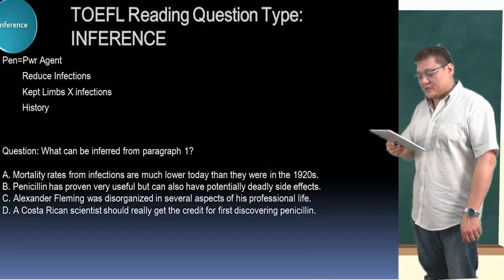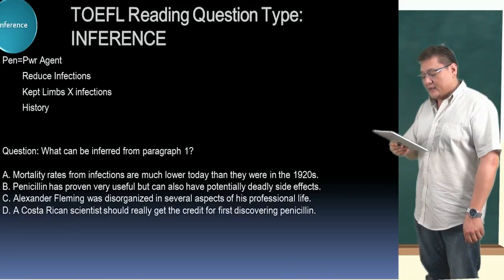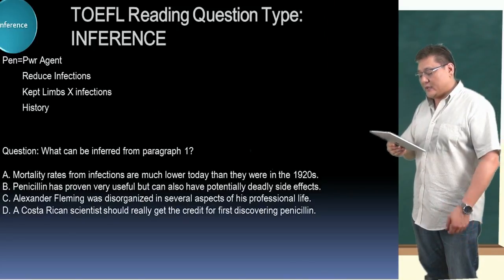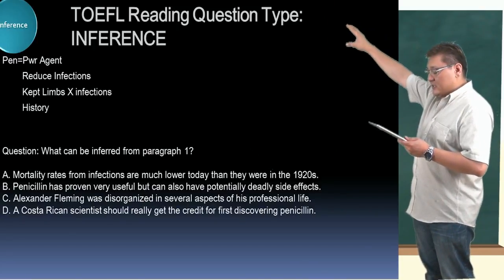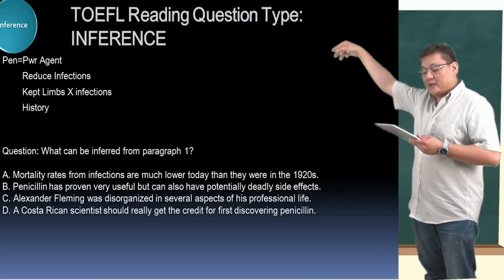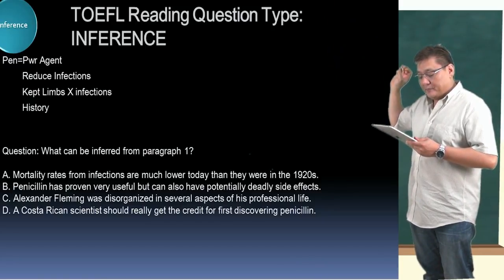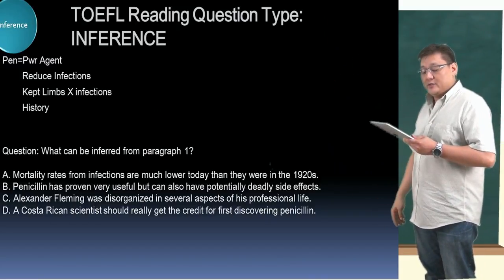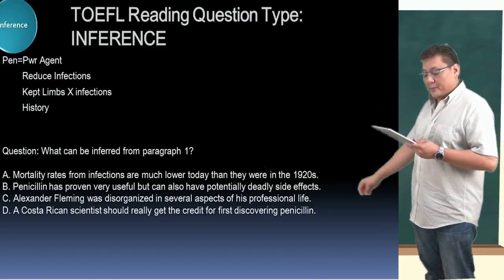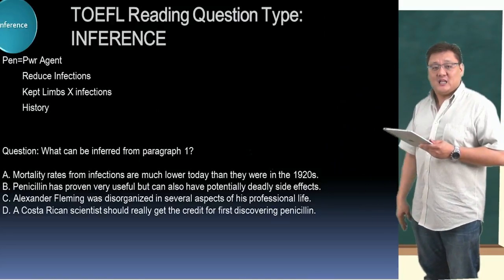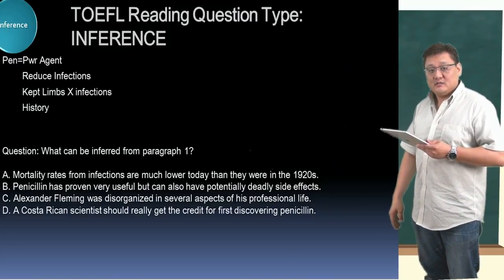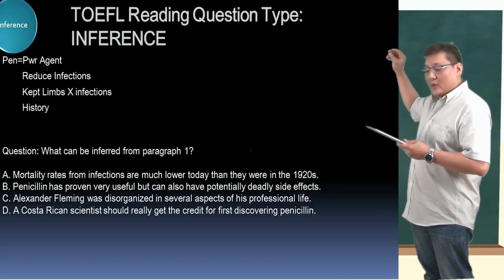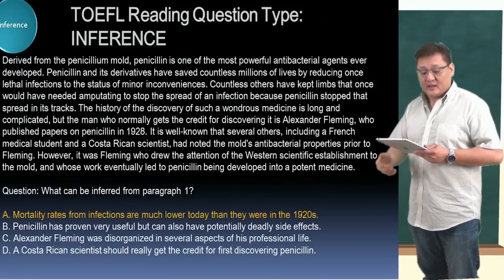Let's look at this one. Mortality rates from infections are much lower today than they were in the 1920s. Now, if you take a look at your notes, it says history. That's the 1920s, so history is covered. Lower infection is in the first note, too. Reduced, right? Mortality rate means what? Death. So the answer has to be what, everyone? A.